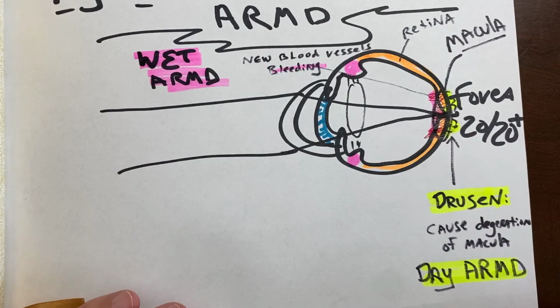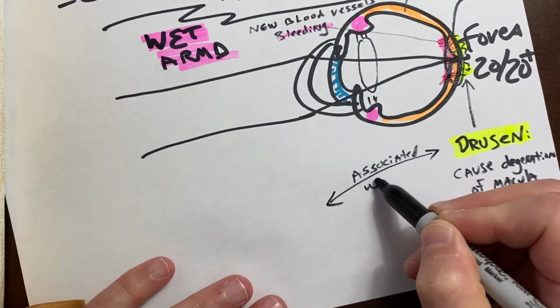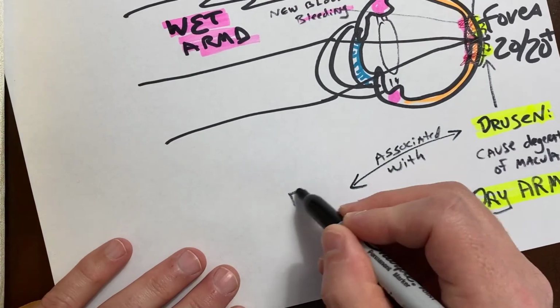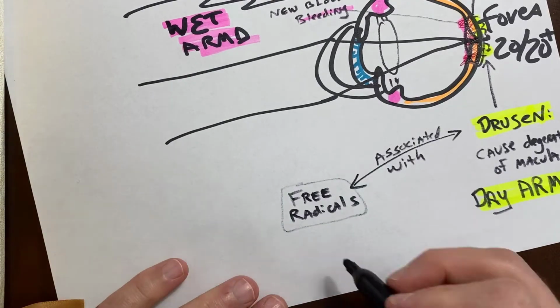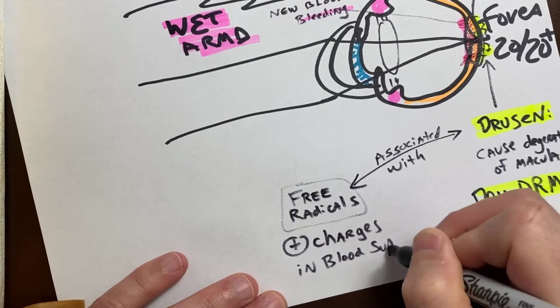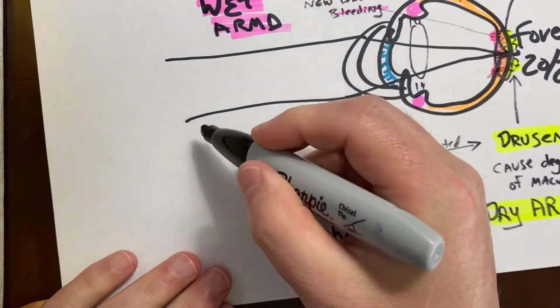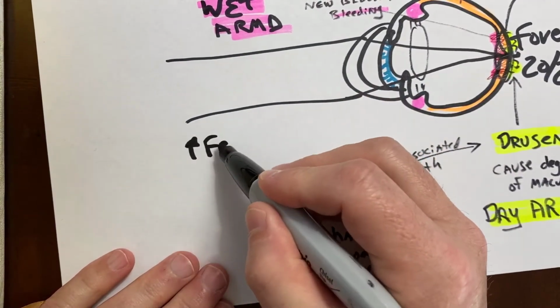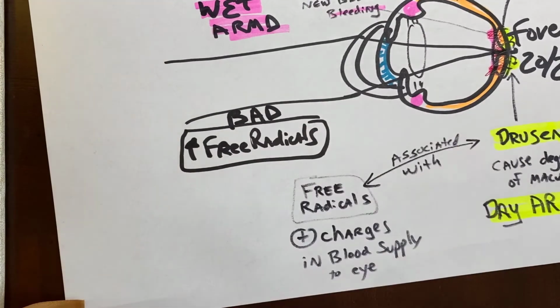So anyway, these drusen. Let's start with what usually starts first. You tend to get this drusen. They're associated with positive charges in the blood supply called free radicals. So if you've got free radicals, they tend to form these drusen. We don't want free radicals in the body. So let's talk about the contributors to free radicals. These are bad. We don't want free radicals in there.